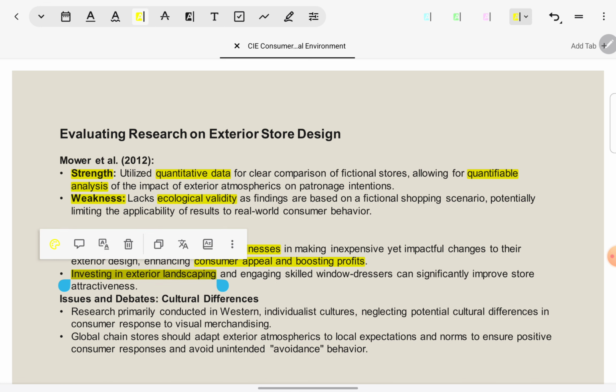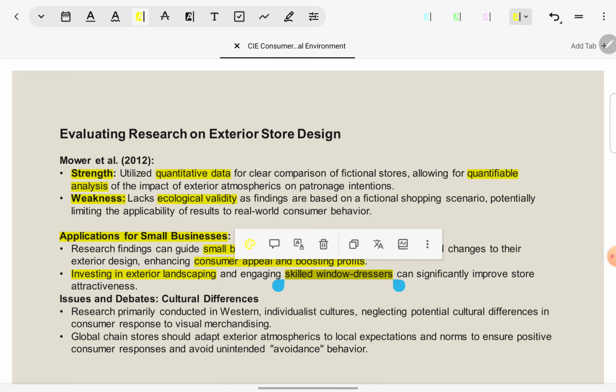Another thing is that if stores invest in exterior landscaping and they get some skilled designers such as window dressers who can make nice window displays, this will be possible for little larger businesses. Then they can really improve their stores' attractiveness. So they can hire experts who can give them good exteriors to make their stores attractive to consumers.